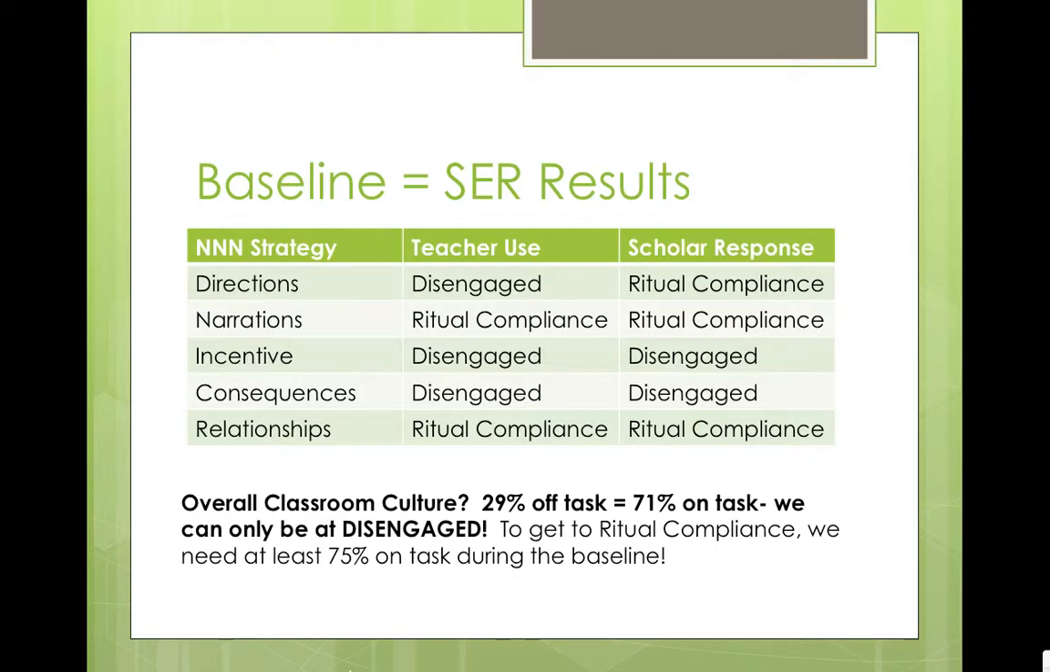Because we have 29% of scholars off task, that means only 71% were on task, which means we can only be disengaged. To move up to ritual compliance, we need at least 75% of scholars on task during the entire baseline. At certain parts, we had at least 75% on task, but when we did the overall average, unfortunately, we did not have 75% total on task. So using our baseline, we've seen that the teacher's Student Engagement Rubric result is disengaged.